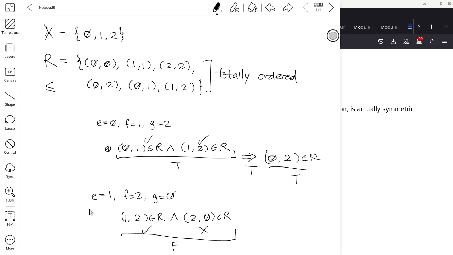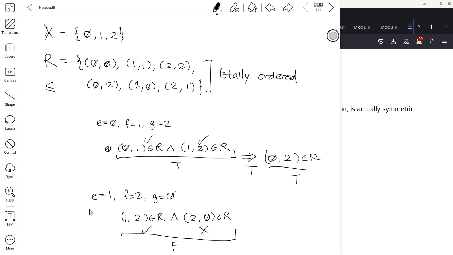But I can actually make this totally ordered, but it doesn't make sense from a numerical perspective. Let me show you how we can do that. So we can just flip these two. Turn this one into 1, 0. And then the other one would relate 1 and 2 in a particular way. So 1, 2 would work, and 2, 1 would work too. So we can make it like that.